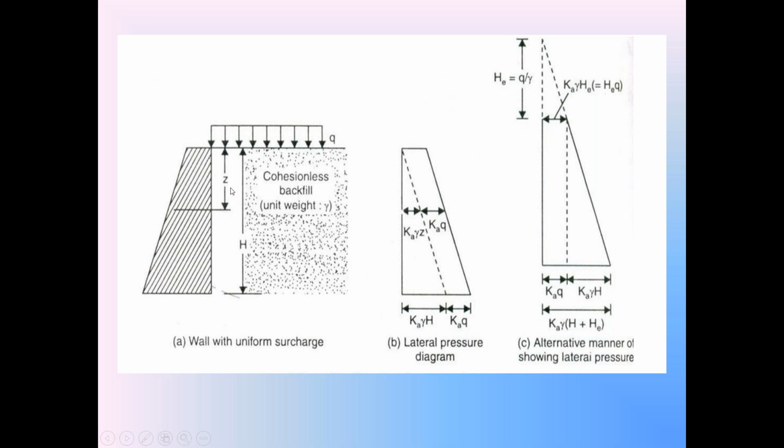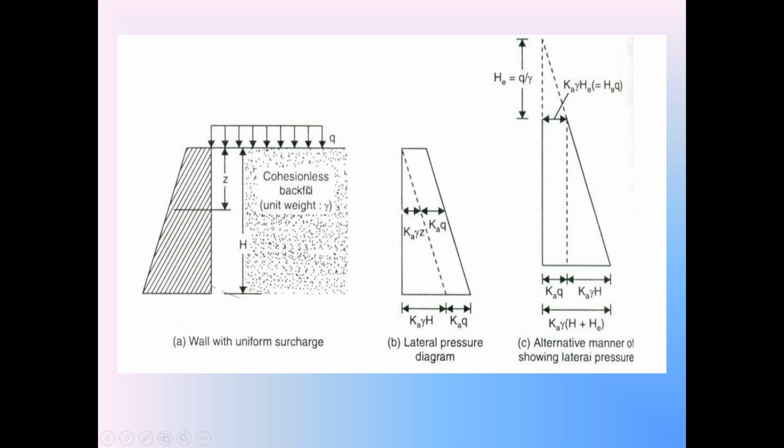Here inside the backfill at a depth Z, we consider the soil element. Now find out the vertical stress at this soil element, including the surcharge. By considering the surcharge, what is the intensity of surcharge? q per unit area. By considering this surcharge, find out the vertical stress in the backfill at a depth Z from the top of the backfill.